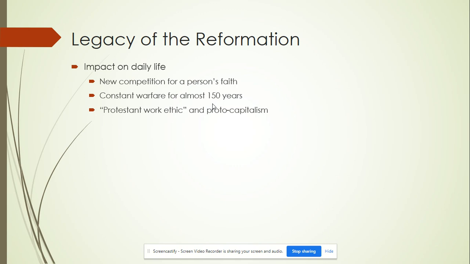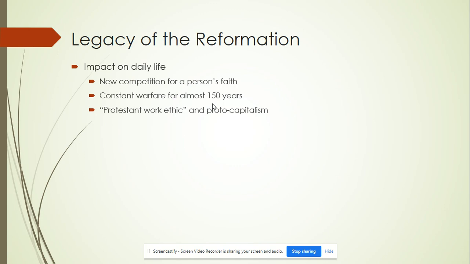New competition for a person's faith. There are probably more preachers coming to town. More education, that's also a part of it, although it's going to take a while for the peasants to really feel the positive effects of that. The constant warfare is ever present for peasants across Europe. That's a big, big part of the legacy of the Reformation. There are people who are just being born, living their lives, and dying, never knowing peace. We shouldn't forget that about the Reformation.